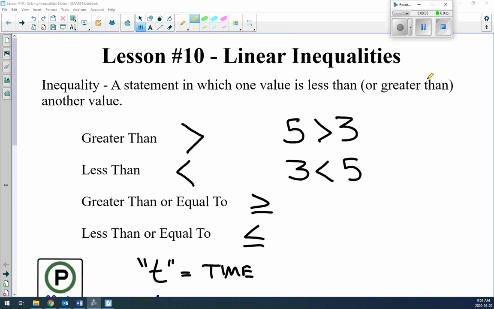Lesson 10, linear inequalities. An inequality is a statement in which one value is less than or greater than another value. You've seen these symbols before: the standard ones, greater than, less than, greater than or equal to, or less than or equal to. If you have trouble remembering, use something like 5 is greater than 3, right? The 3 is eating the 5. Some people use the Pac-Man or alligator. 3 is less than 5, right?